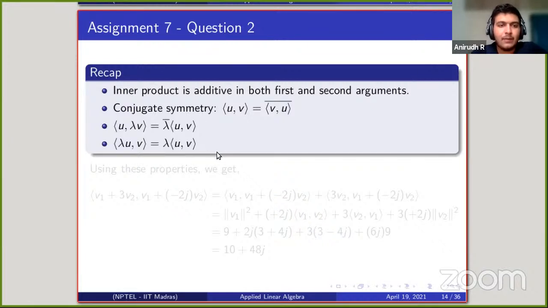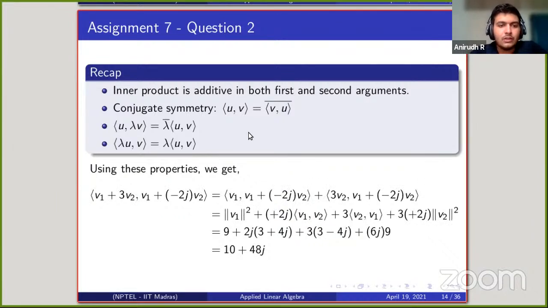it will be the same as lambda bar times the inner product of u and v. And if you have lambda u in the first argument, then you have lambda times the inner product of u comma v. So we'll make use of these 4 properties to arrive at the answer. Next. So initially, in the first step, we make use of additivity in the first argument. So we will write it as v1 comma the second vector plus the 3v2 comma the second vector again. And then we use the additivity in the second argument, which will give us 4 terms.